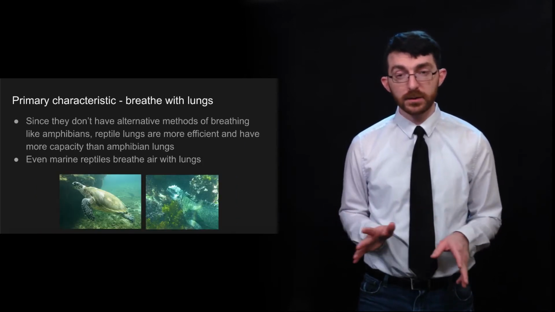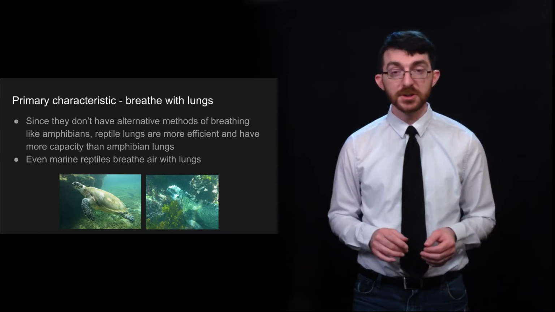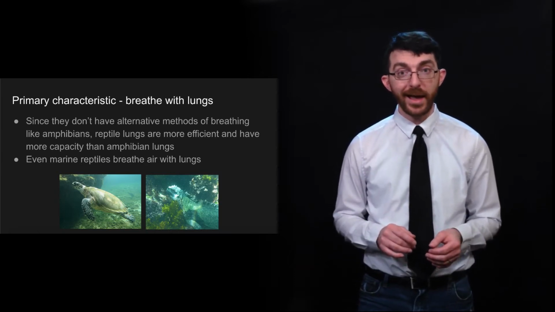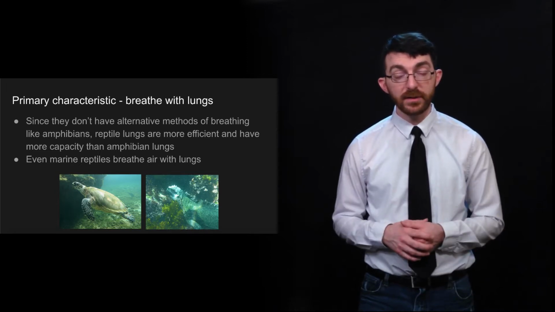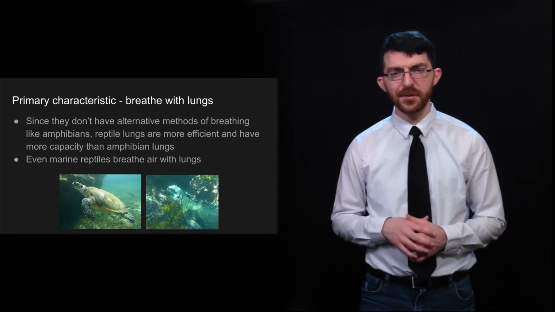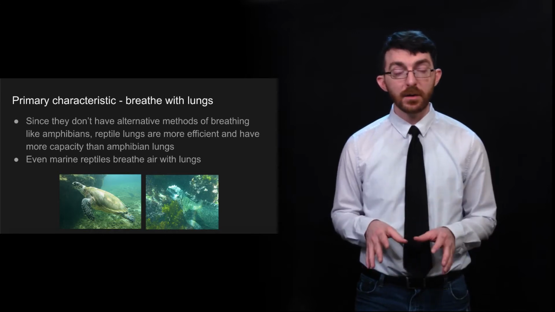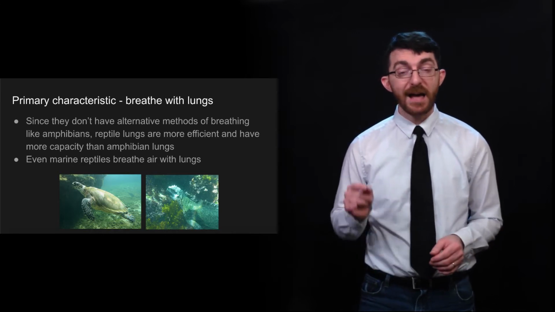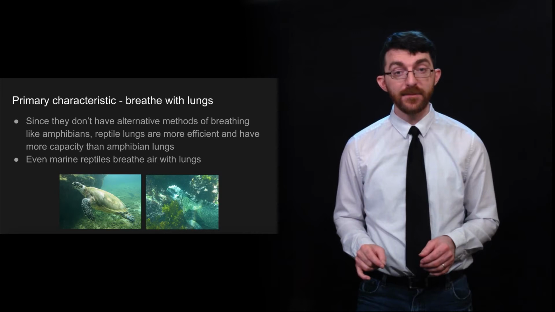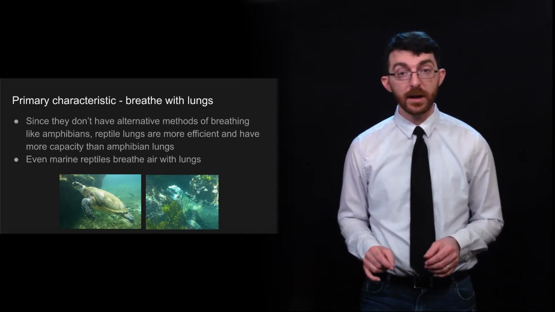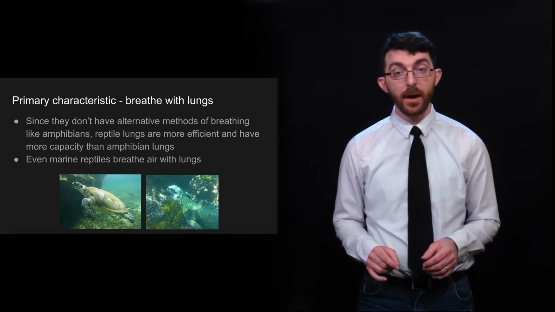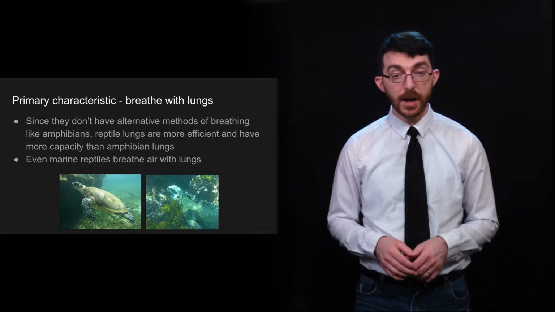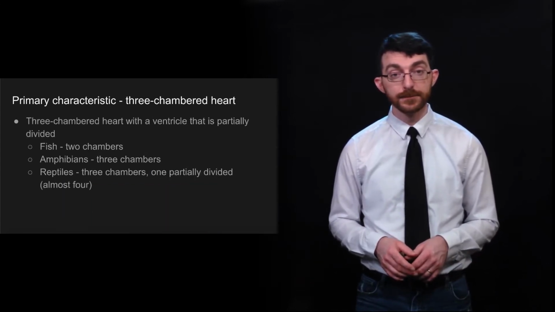They don't have gills. There is no larval stage to metamorphose into a land-based lung breather. Since they don't have alternate methods of breathing like amphibians do through their skin or their mouth lining or whatever, reptile lungs are more efficient and have more capacity than amphibian lungs. Even marine reptiles breathe air with lungs. So sea turtles will need to come up. Sea iguanas will need to come up to breathe air.